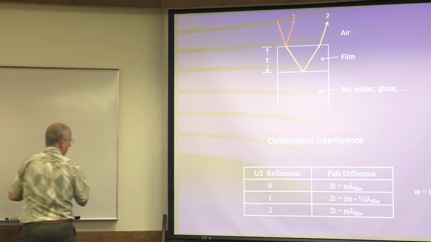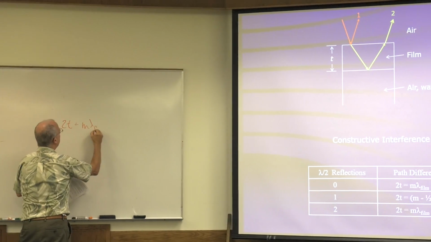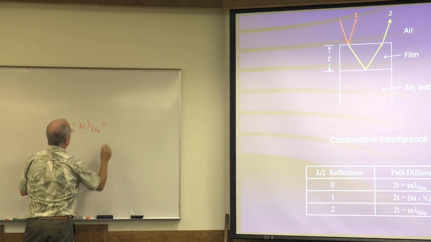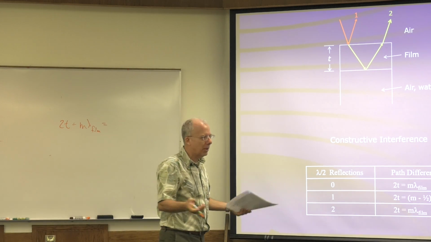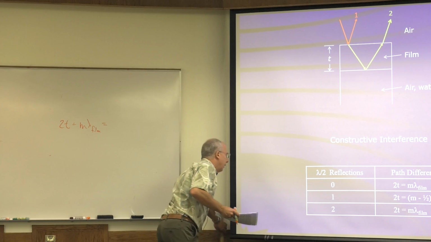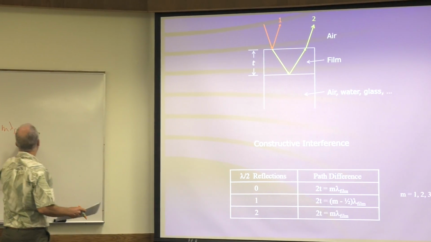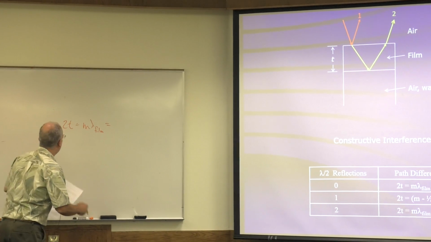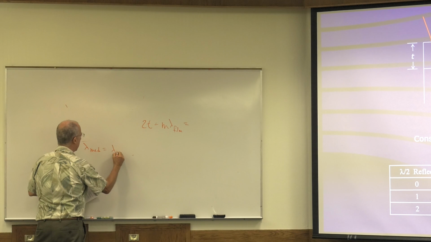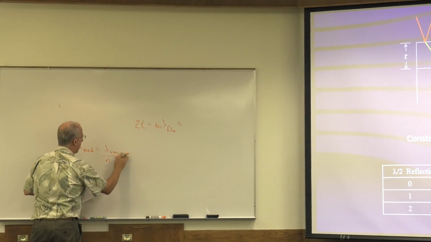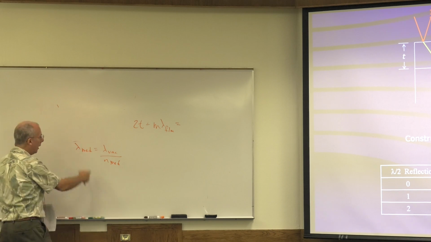So for that one, let's say that 2t equals m lambda film. Well, typically you don't know what the wavelength of the light in the film is. You know what the wavelength of light in a vacuum is, or air or something like that. So this is true but sort of useless, all right? But now you've got to remember, lambda medium equals lambda vacuum all over n medium. Remember we saw that a little while ago? So you've got to use this.